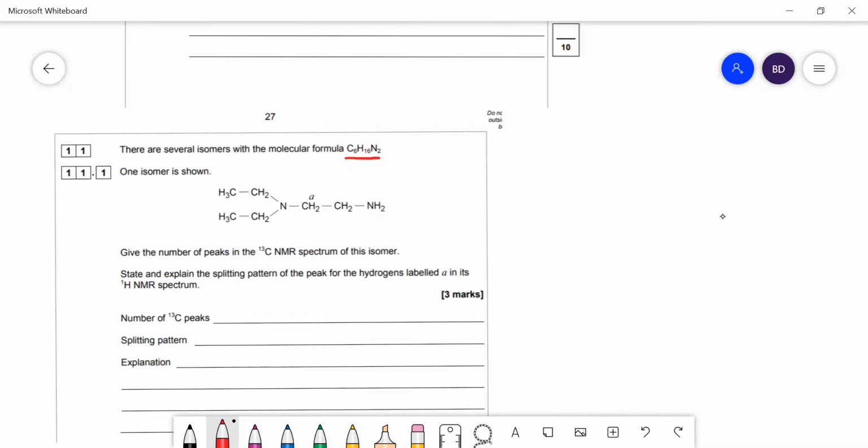So the number of peaks in the C13 spectrum of that isomer, well, we are going to have, they're identical. They're the same as each other. 1, they're the same. 2, 3. That is not the same as that one, so you'll get 4 peaks. Okay, the splitting pattern of A, well, it's going to be a triplet, isn't it? Because the one next door to it has got 2 hydrogens, the N+1 rule, so that's why it will be a triplet.